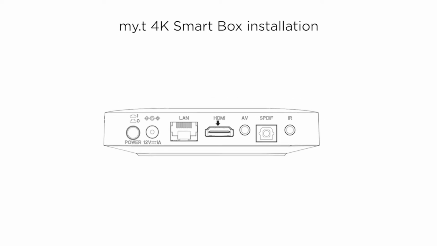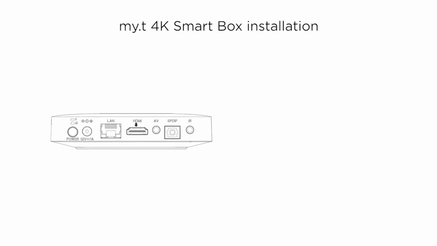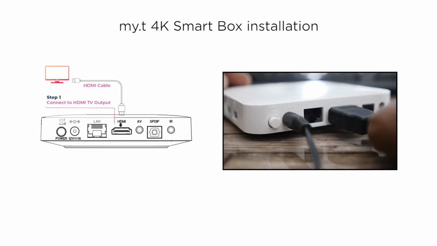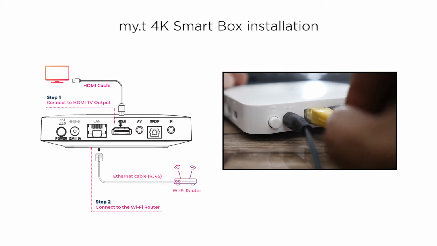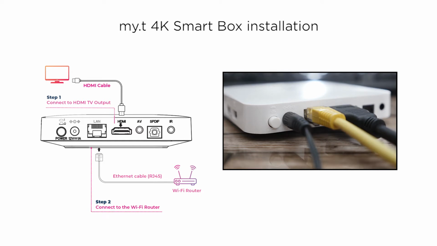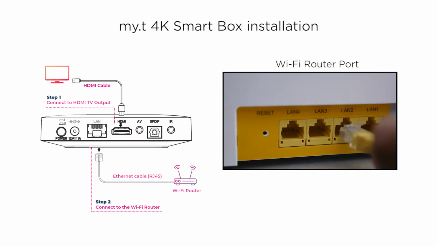To set up your my.t 4K smart box, the first step is to connect your TV to your smart box with the HDMI cable available in the box. The second step is to connect the my.t 4K smart box to the Wi-Fi router with an Ethernet cable. The Ethernet cable must be connected to the LAN 2 port on the Wi-Fi router.